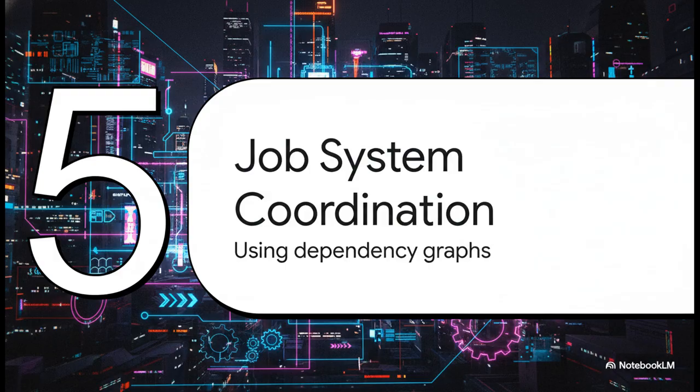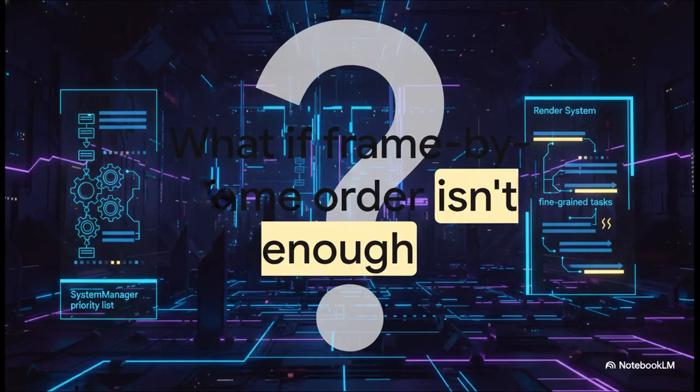All right, now for the real powerhouse in our communication toolbox, the job system. This is how we handle really complex parallel workflows that just don't fit into that simple, linear update loop of the main frame. And that really brings us to the key question, right? That System Manager priority list is great for ordering whole systems, frame by frame, but what about the little tasks inside a single system? I mean, think about the render system. It has a ton of different steps.